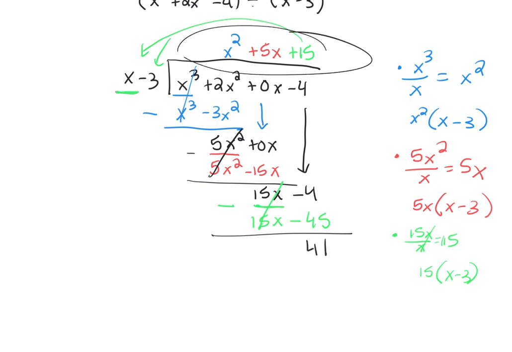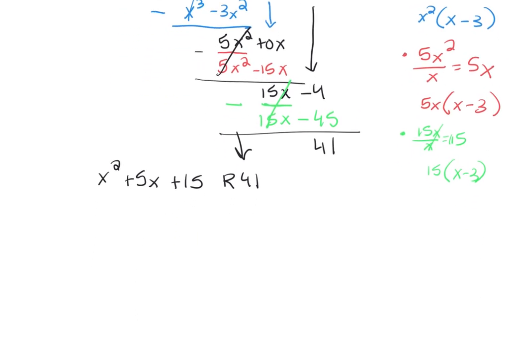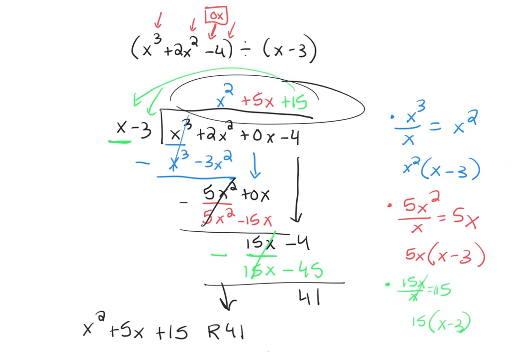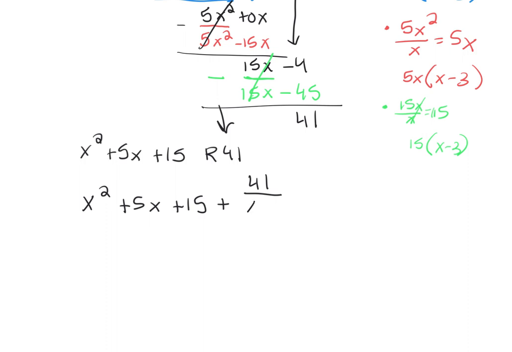Okay, so what did we just do? Our final answer is x squared plus 5x plus 15 with a remainder of 41. However, we don't write it like this. When you have a remainder, it's x squared plus 5x plus 15 plus 41 over, what were we dividing by? X minus 3. So 41 over x minus 3. So that is how you write your final answer.